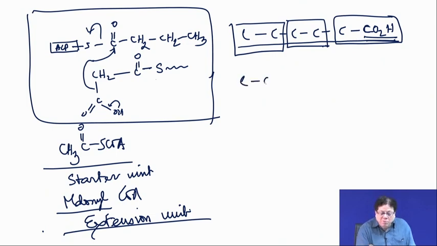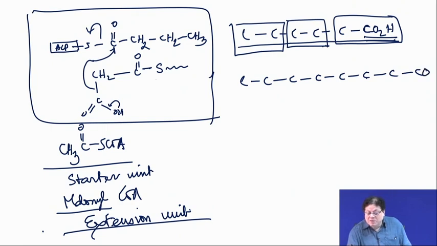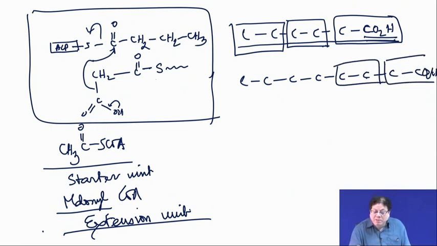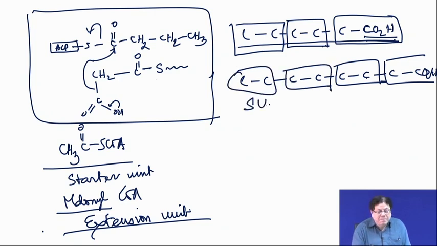So, if I have more carbons now, 1, 2, 3, 4, 5, 6, 7, 8, suppose it is CO2H. So, this is one malonyl unit, that is one malonyl, that is one malonyl and this is the starter unit. So, that means malonyl CoA has reacted 3 times here.